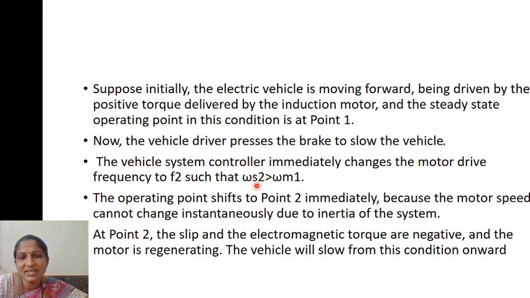So such that the omega speed will be reduced than omega 1. And also the operating point shifts to point 2 immediately, because the motor speed cannot change instantaneously. So it changes the operating point due to the inertia of the system. At the operating point 2, the slip and the electromagnetic torque are negative and the motor is regenerating. So this will slow the vehicle from this condition onward.